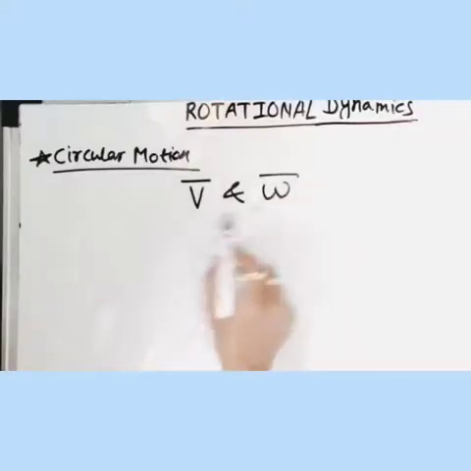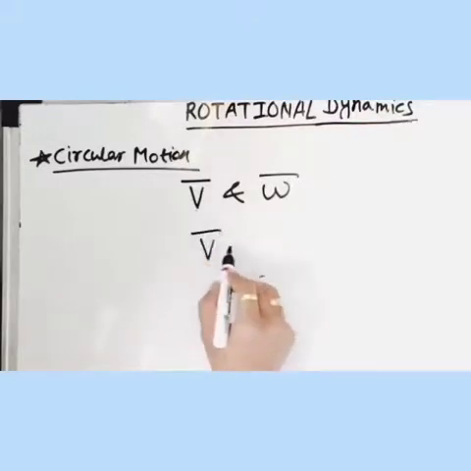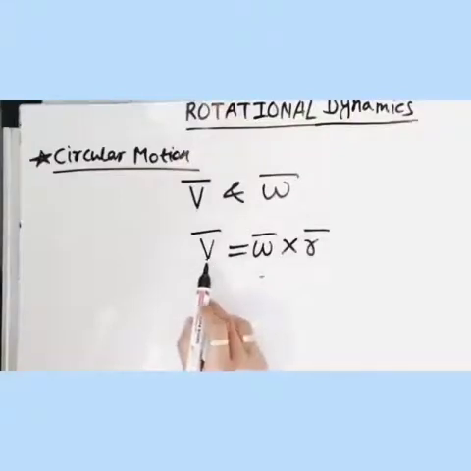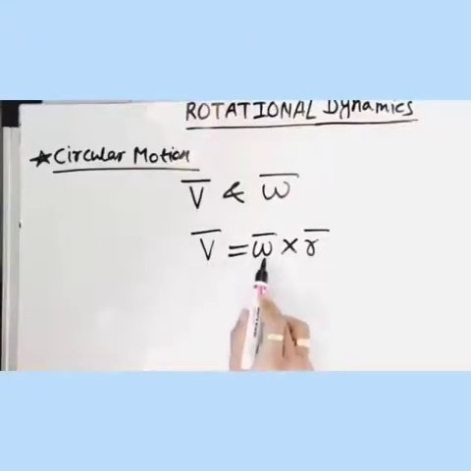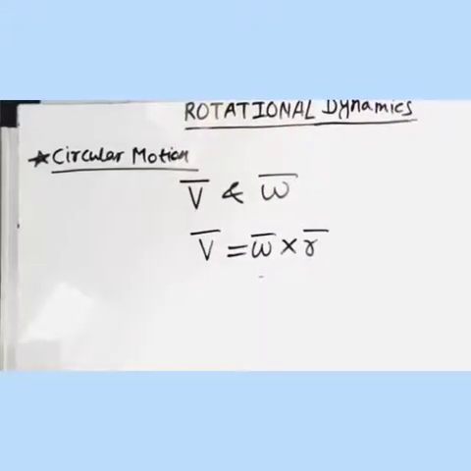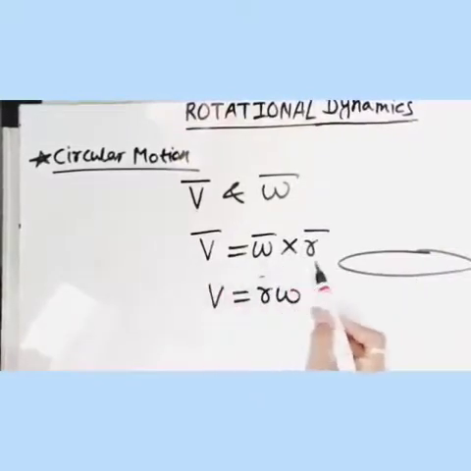The relation between linear velocity and angular velocity is given by v bar is equal to omega bar cross r bar, where v bar is the linear velocity vector, omega bar is the angular velocity vector, and r bar is the radius vector. In magnitude, we can write this as v is equal to r omega. In this diagram, you can see how these three vectors are related to each other.